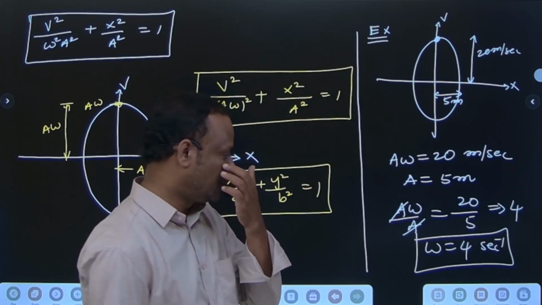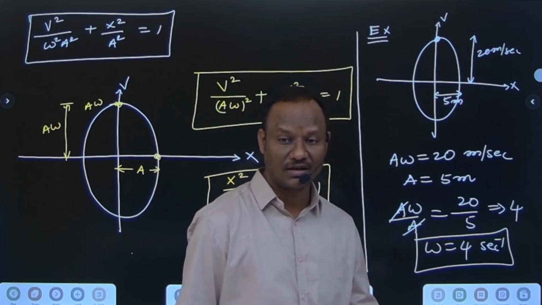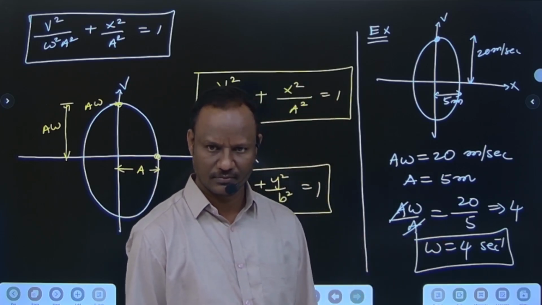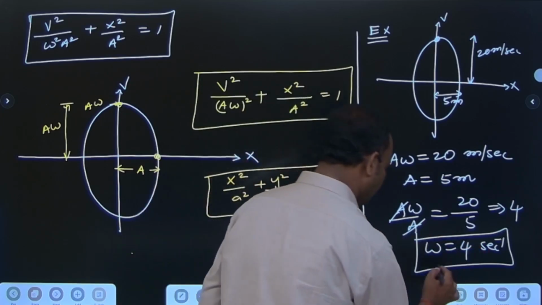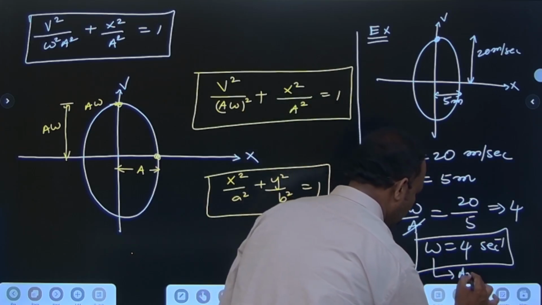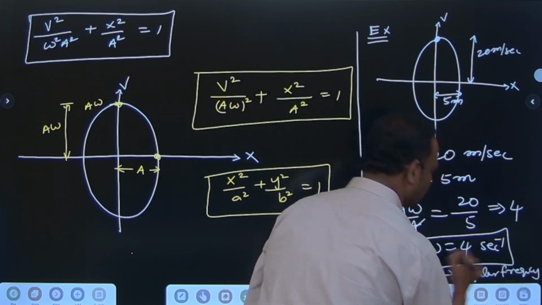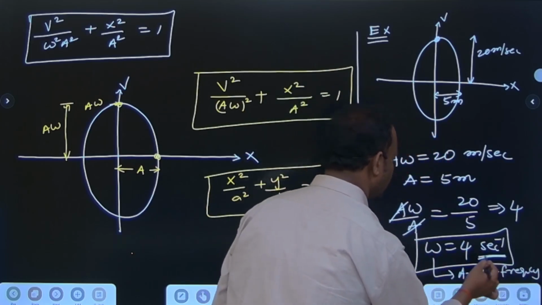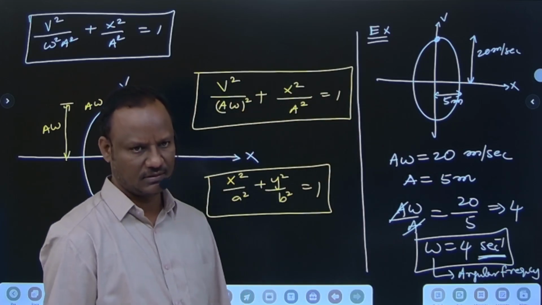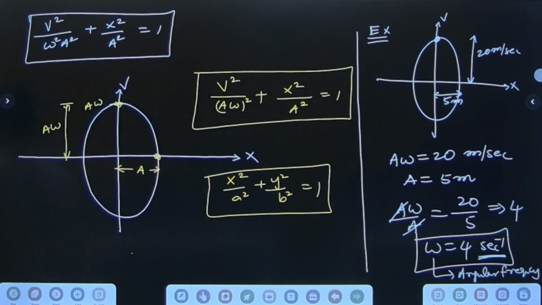Radian per second if you mention. What do you call this? Angular frequency, mentioned in second inverse. So this is the relation for velocity as a function of position, as a function of time. So let us go for a few questions based on this.